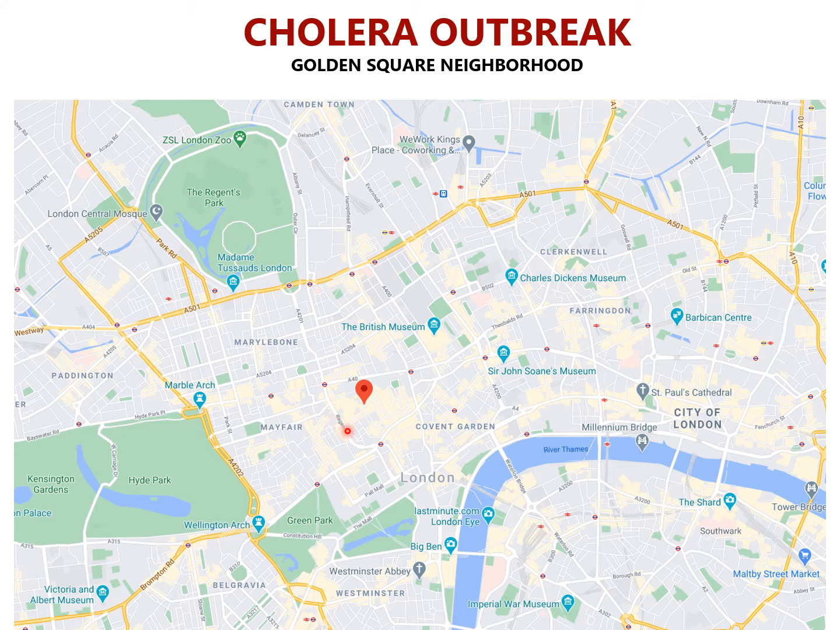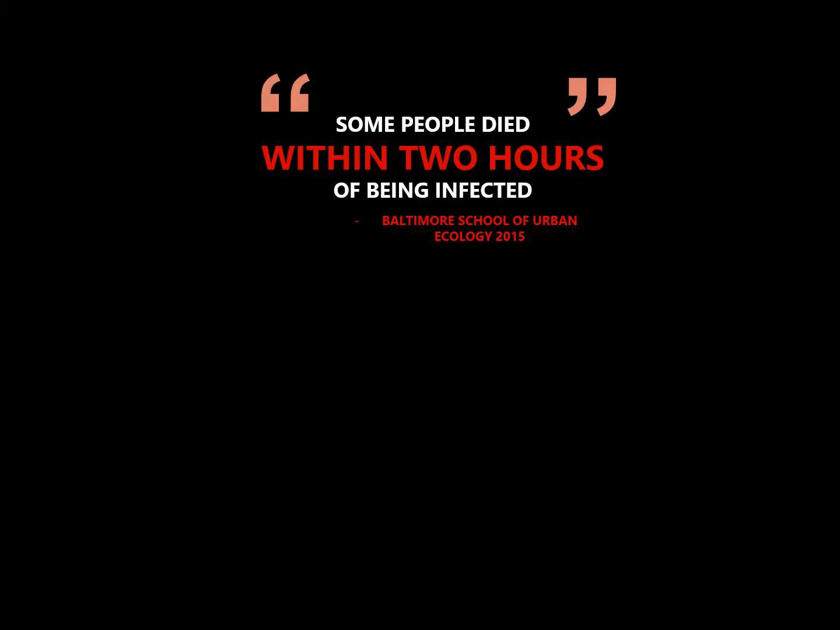So here's the Golden Square neighborhood, and you can see some other landmarks around the city that we've talked about. We talked about Regent's Park a little bit, if you remember back to early when we talked about the history of urban forestry. I think we maybe even talked about Hyde Park as well. But here you can see the Golden Square neighborhood, so that's where that outbreak occurred.